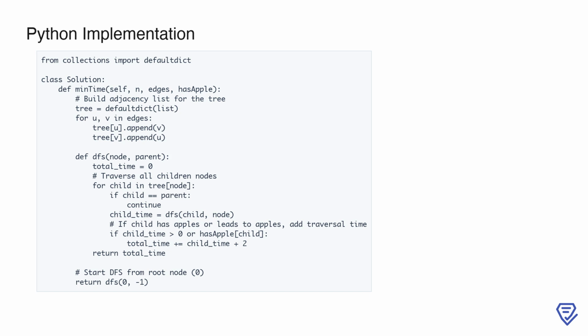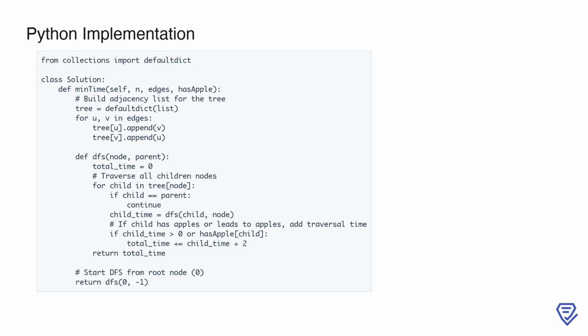We iterate through the children of the current node. If the child is the parent, we skip it to prevent backtracking. For each child, we recursively call DFS to compute the time needed to collect apples in its subtree. If this subtree contains apples or leads to apples, we add the traversal time, 2 units for the round trip.